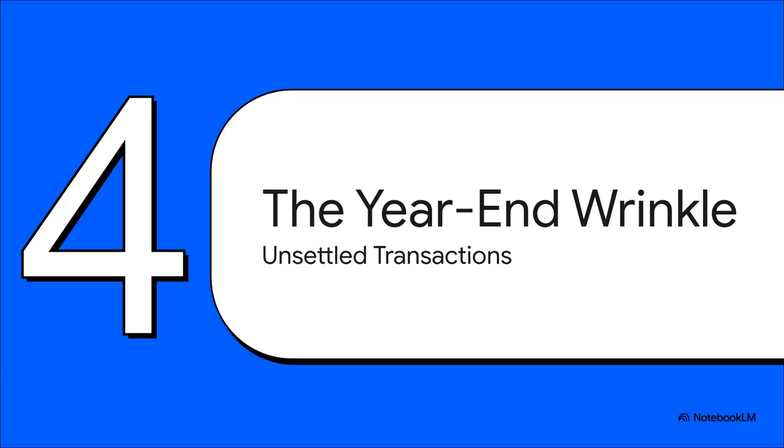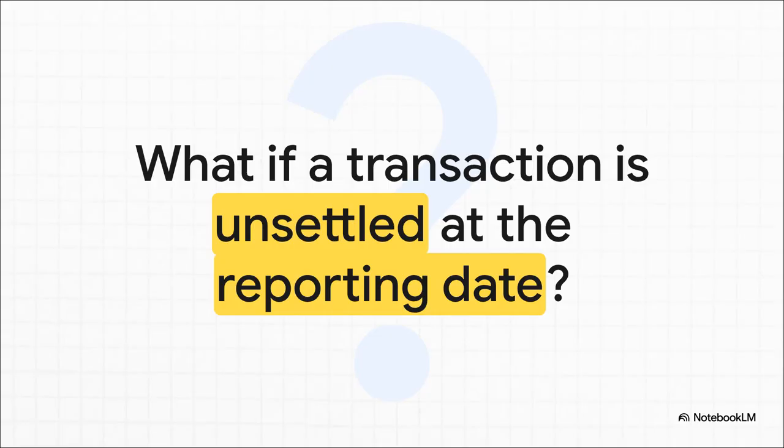So that was the simple version. But what happens when a transaction straddles the end of a financial year? This is where things get a lot more interesting, creating what I like to call the year-end wrinkle. I mean, this happens all the time, right? You've bought the goods, you've recorded the payable on your books, but the year ends before you've actually paid the invoice. So, what do you do with that outstanding liability just sitting there on your balance sheet?